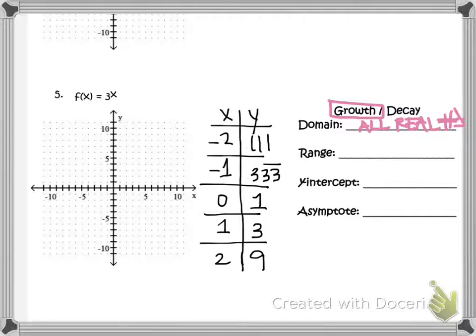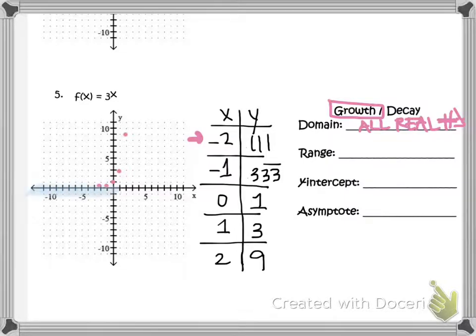Okay? Alright, so if I plot these points, -2 is going to be way down there, then -1, at 0 we're at 1, at 1 we will be at 3, and at 2 we will be at 9. So as my x values get smaller and smaller, my y values get smaller and smaller.